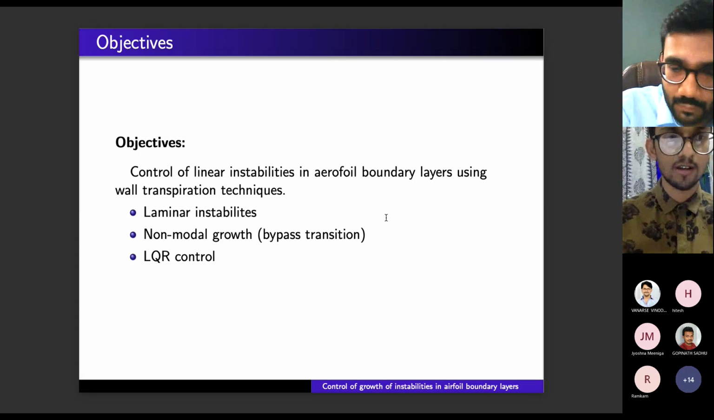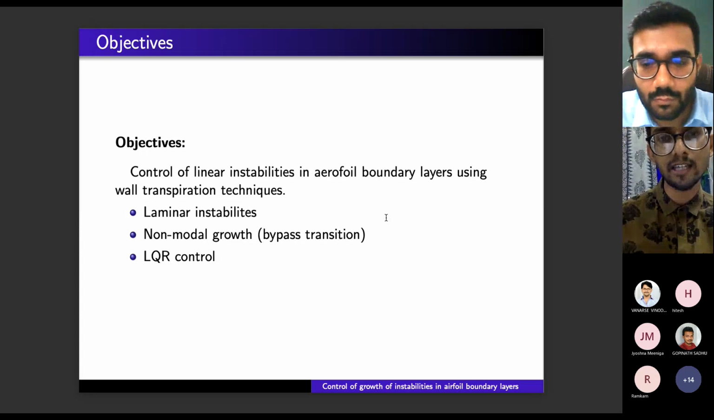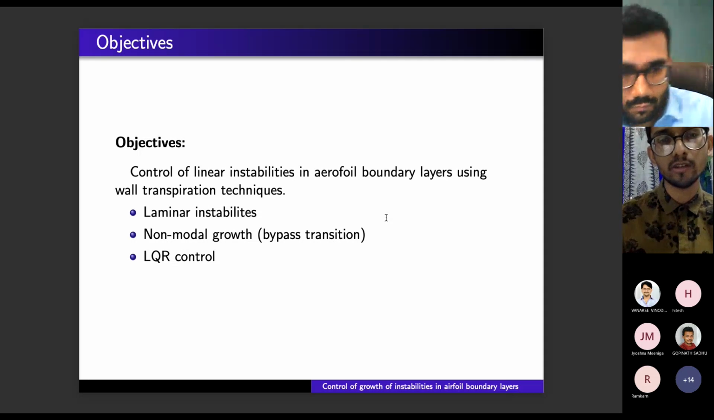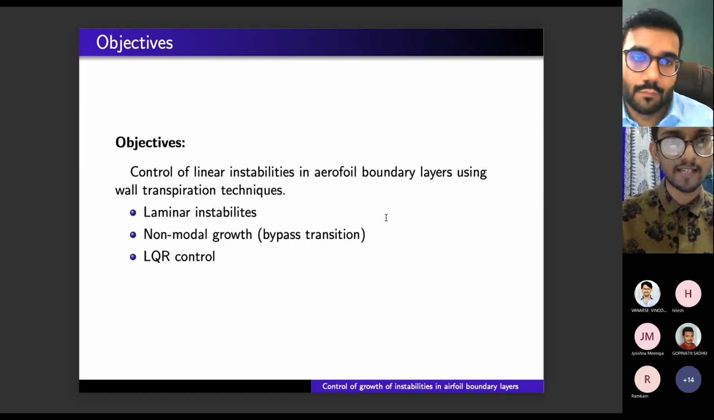Okay. Thank you. To lay down the objectives of my work, we are going to first look at the laminar instabilities in the boundary layer formed over an airfoil surface. We are going to see the non-modal growth, which is the bypass mechanism for transition from laminar flow to turbulent flow. We're also going to incorporate a LQR-based controller in the form of wall transpiration, which is basically suction and blowing of fluid from the wall of the airfoil. And we are going to see how this non-modal growth decreases if we are able to achieve that.